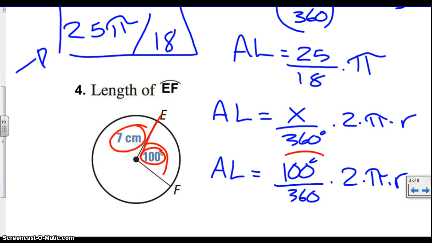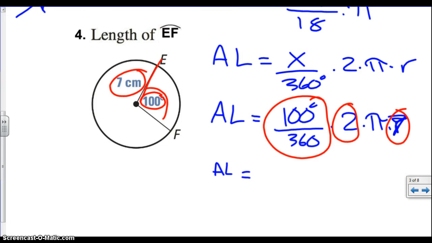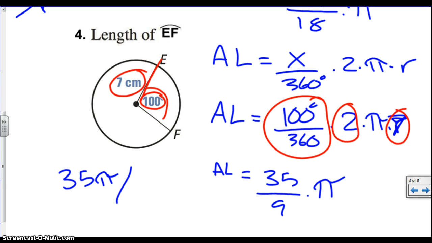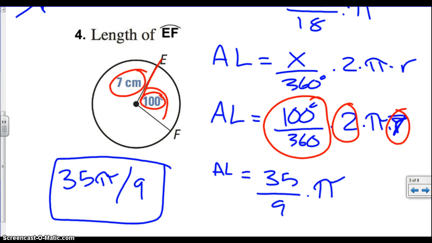And then from here, you're just going to, once again, See? We make mistakes. It happens. Don't worry about it. And then leave the pi by itself. So when you plug this into your calculator, you'll put 100 over 360 times 2 times 7. It's going to give you 35 over 9 times pi, which in this case you'd write as 35 pi over 9. Perfect. Let's see what else they can throw at us.